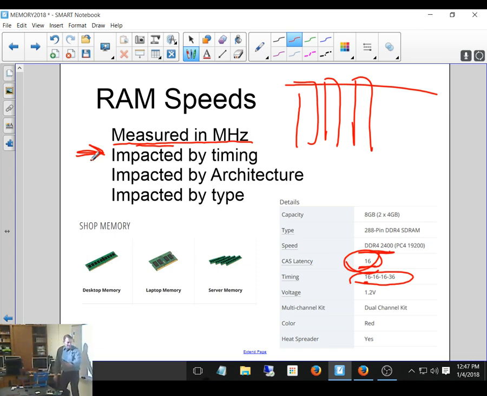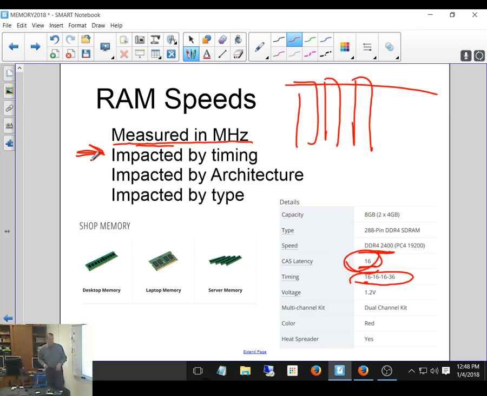They could be the exact same megahertz. The question then falls down to timing. Which one has a lower latency on its timing? That means that one's faster. And that's one of those things that a layman doesn't know. They just look at that number, DDR4 2400, and think they're all the same. No, they're not. So latency is one of the things that I can look at.